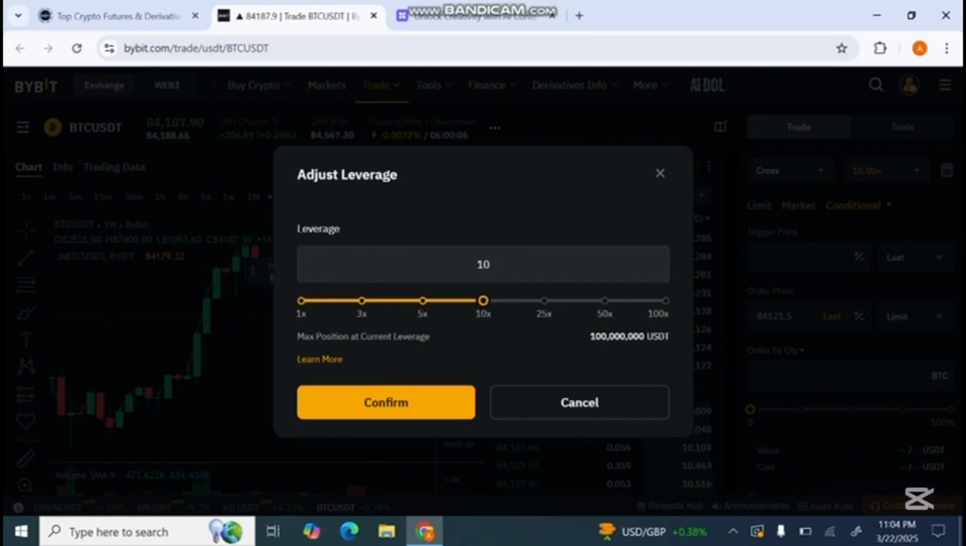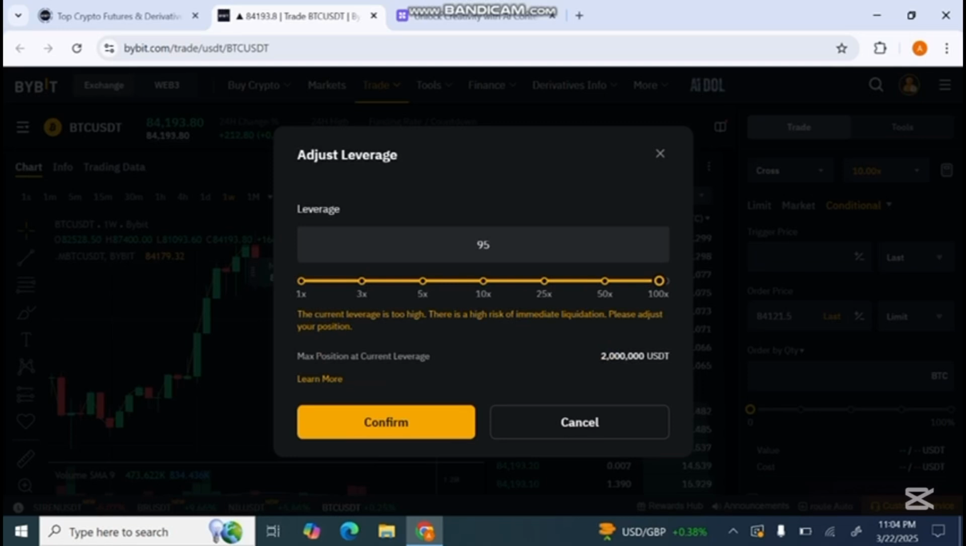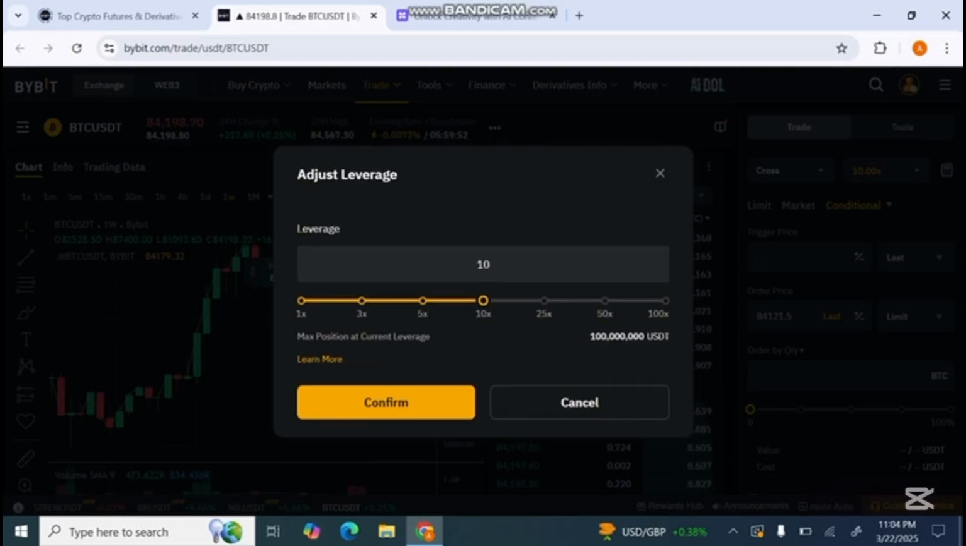Here you can adjust your leverage, so you can choose from 1 to 100. And if you are a beginner, I would suggest you always choose between 1 to 10, because for a beginner, it's best to choose between 1 to 10. Here I have chosen 10, so let's just confirm that.